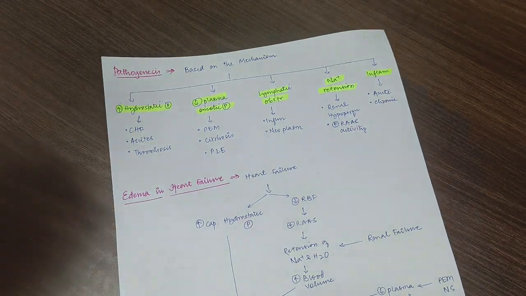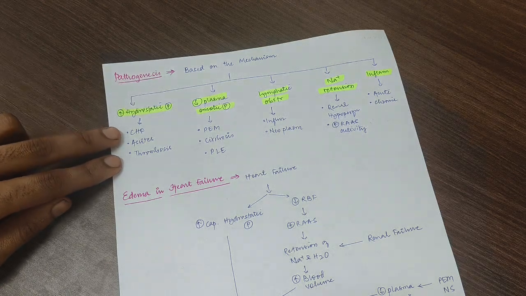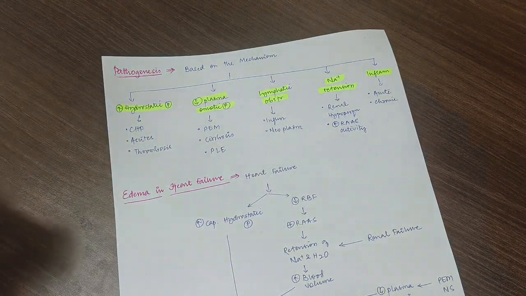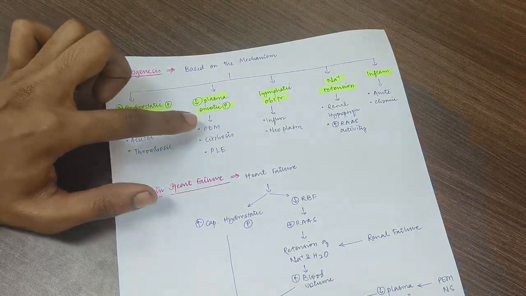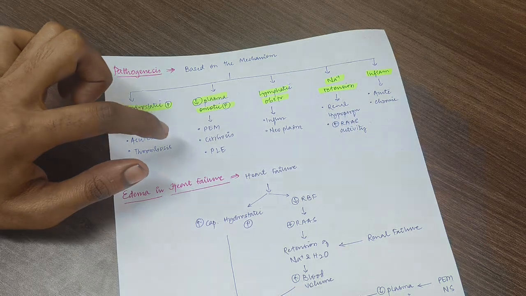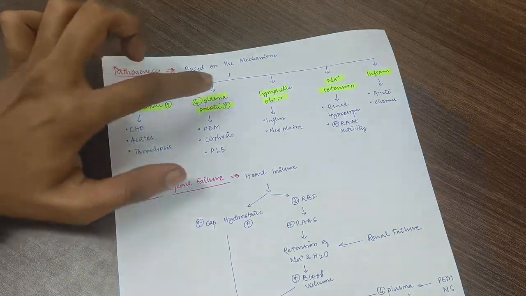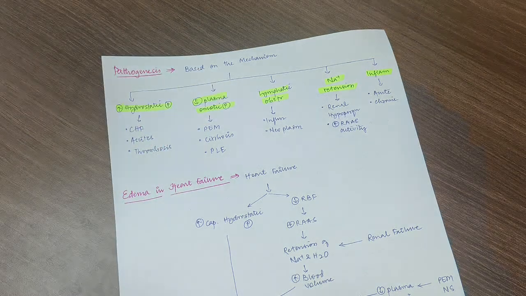Based on that, increased hydrostatic pressure is seen in congestive heart failure, ascites and thrombosis, whereas decreased plasma oncotic pressure is seen in protein energy malnutrition, cirrhosis and PLE, that is protein losing enteropathy. Next is lymphatic obstruction. Lymphatic obstruction leads to inflammation and neoplasm.